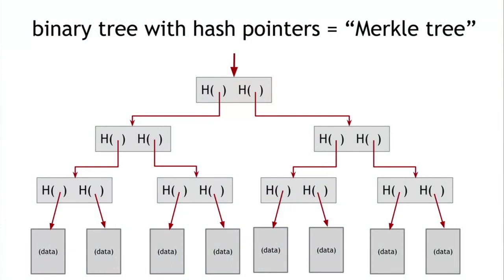Now another useful data structure that we can build using hash pointers is a binary tree. We can build a binary tree with hash pointers, and this is called, in the jargon, a Merkle tree, after Ralph Merkle, who invented it. And the idea is this.